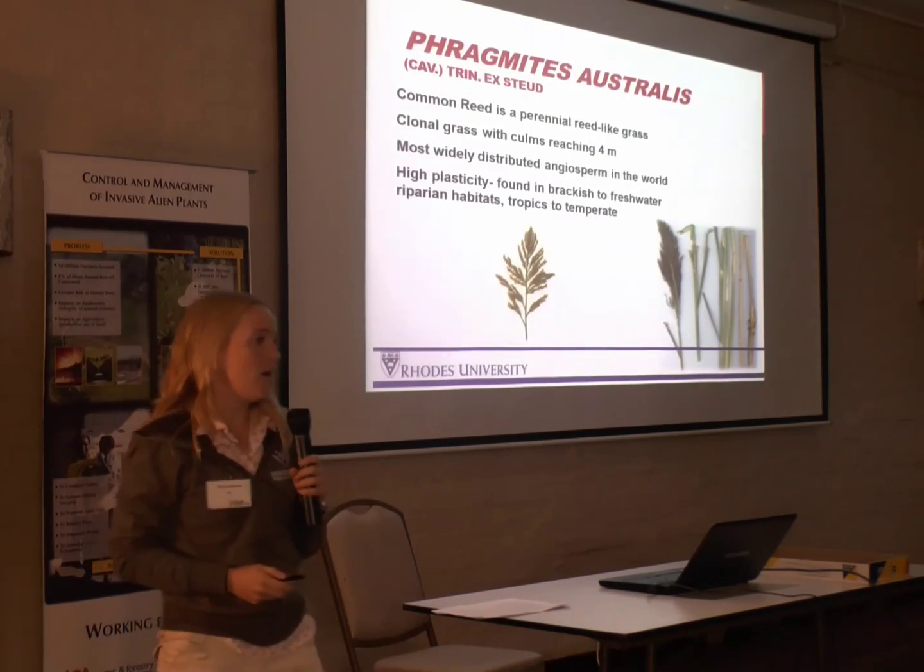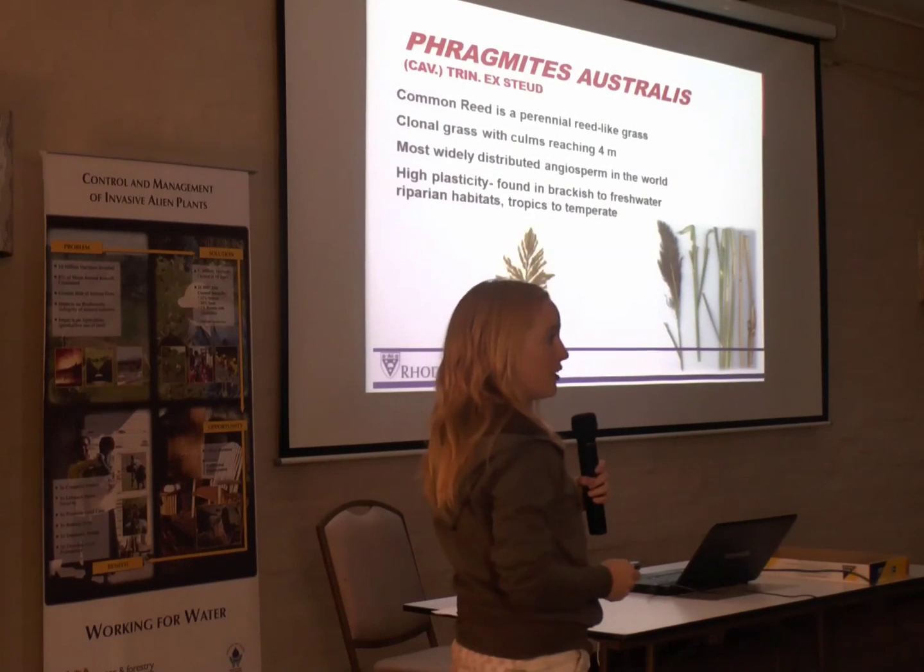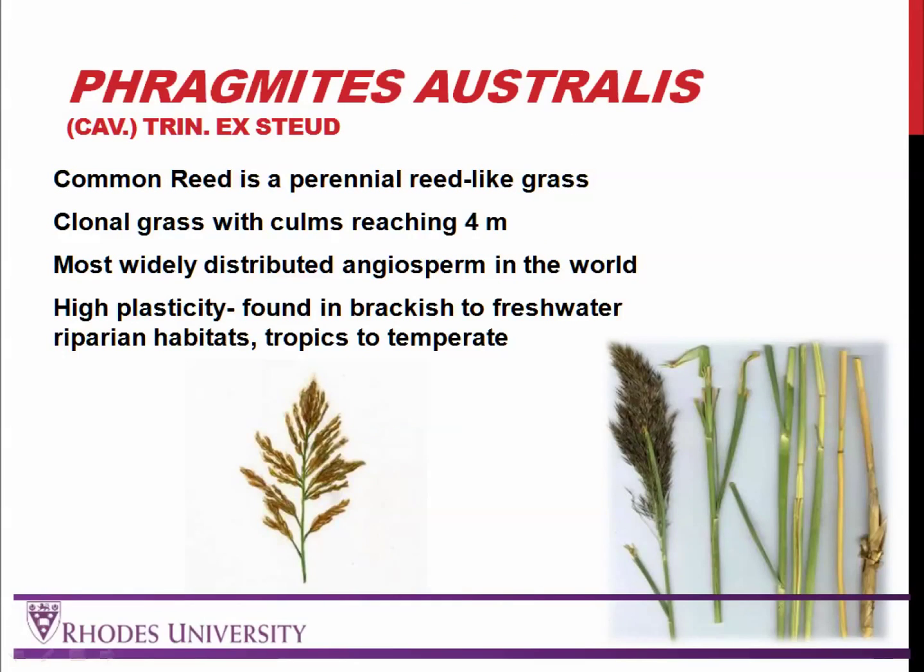Phragmites australis, otherwise known as the common reed in South Africa, is a perennial reed-like grass. It's a clonal grass and it reaches heights of about 4 meters. Phragmites is considered a cosmopolitan species. It's actually considered one of the most widely distributed angiosperms in the world, and this is largely due to its high plasticity. The reed is highly adaptable. It can be found in freshwater ecosystems all the way up to brackish, tropical regions all the way up to temperate regions. So it's a very highly adaptable plant.